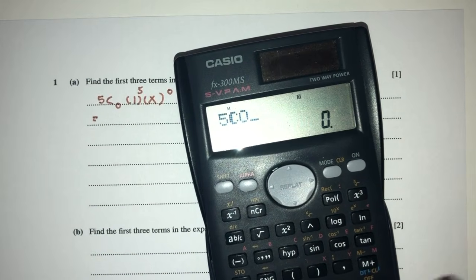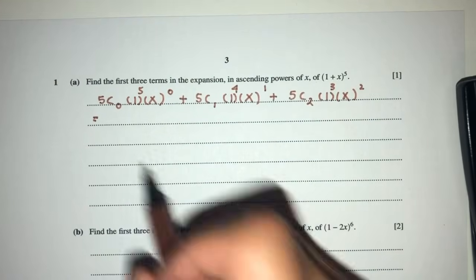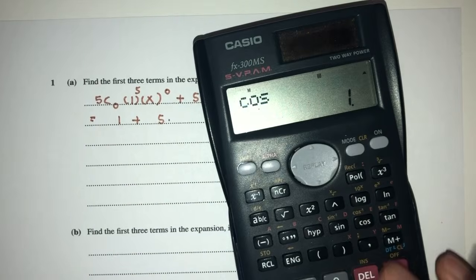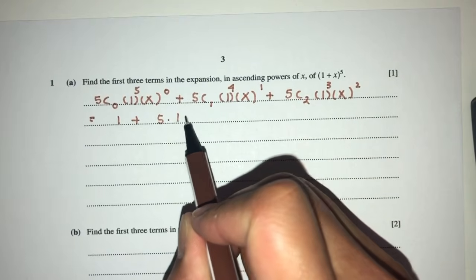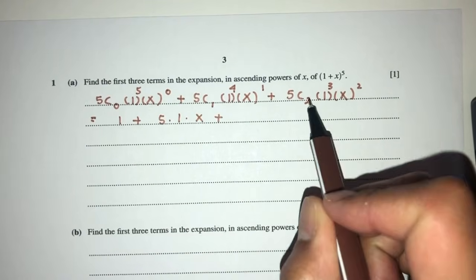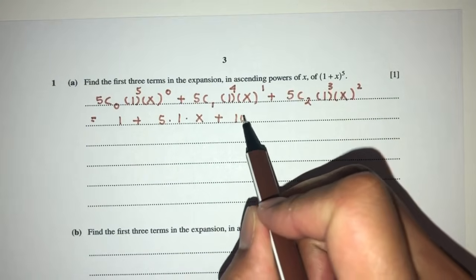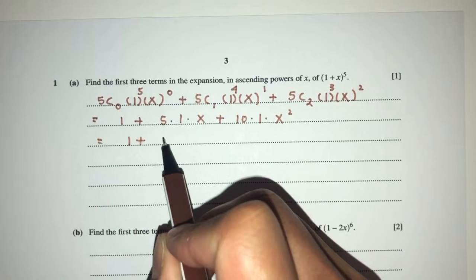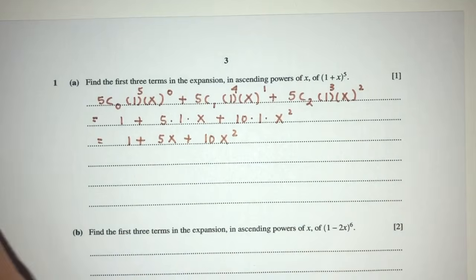So 5 choose 0 is 1 times 1 power 5 is 1. That should be 1 plus, so 5 choose 1 is 5, right? Let's check. And then we have 1 power 4 is just 1 times x, plus 5 choose 2 should be 10, but let's check. That is 10 indeed. So 10 times 1 times x squared. That will be 1 plus 5x plus 10x squared. So this is the first three terms of this expansion.